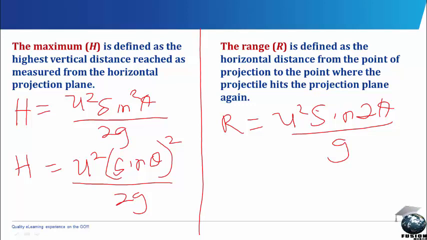But if they ask you to calculate the maximum range, that is R maximum, that means we only get R maximum when theta is equal to 45 degrees, and 2 times 45 is 90. Sine 90 is 1. That means maximum range is u squared all over g.